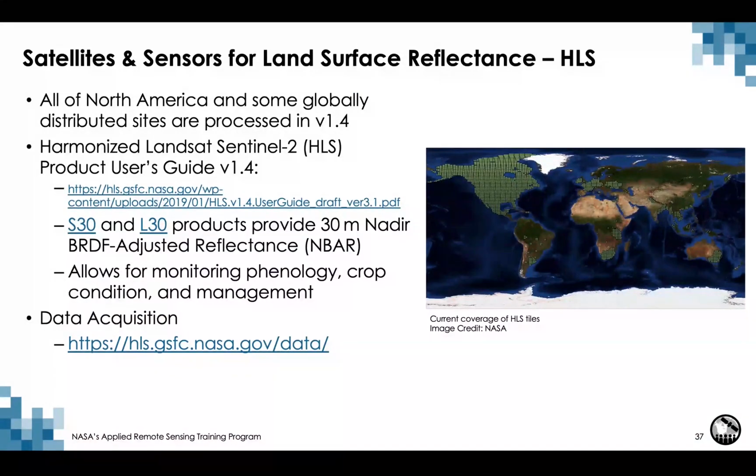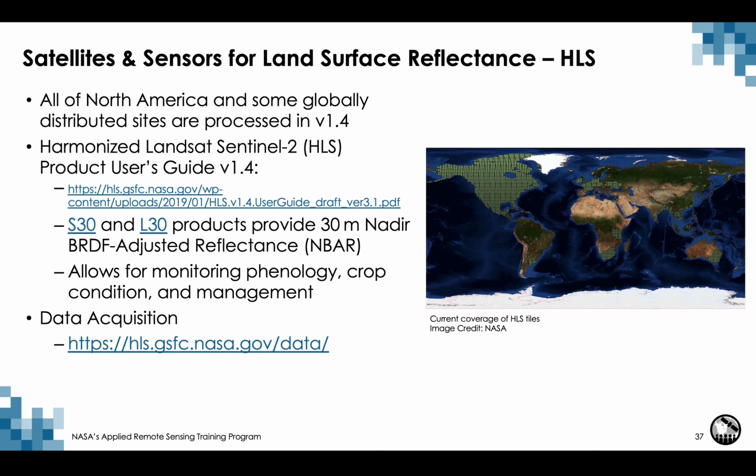In the latest version of HLS, all of North America and some globally distributed sites have been processed. A current map of HLS coverage is provided on the right side of the slide. The research project combines the land surface observations of OLI and MSI into 2 data products, L30 and S30.